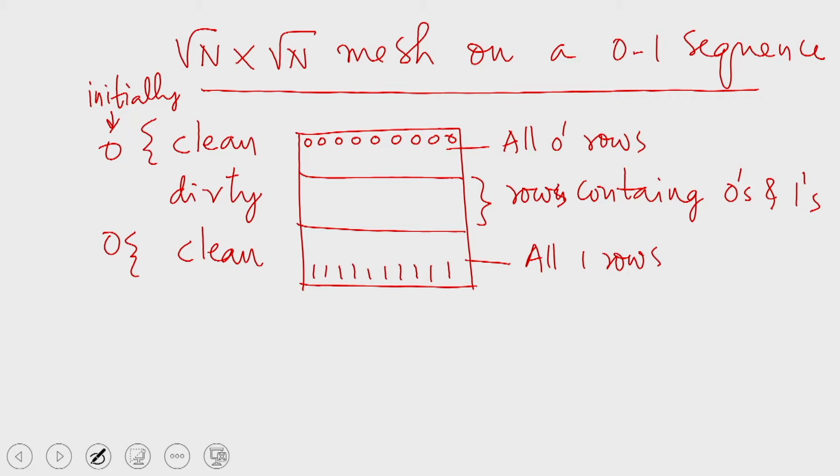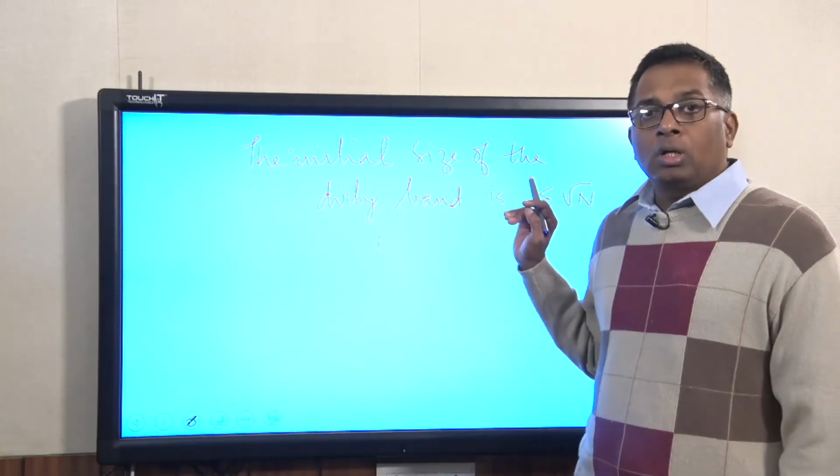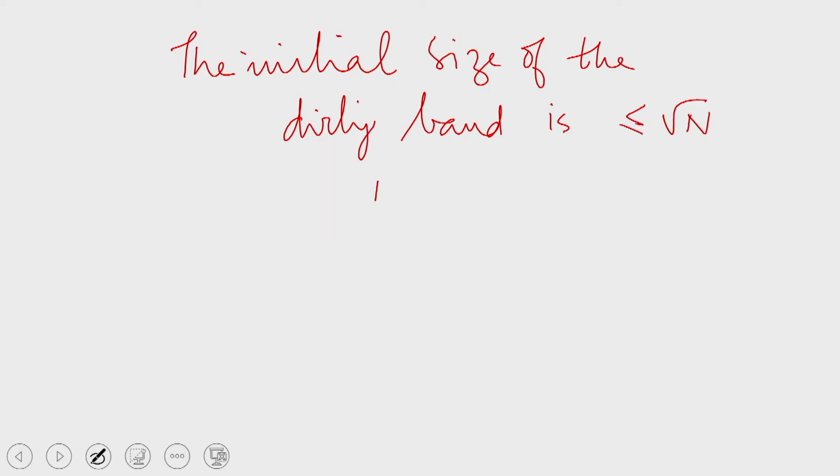Therefore, the size of the clean band at the top as well as at the bottom could be 0. What it means is that the initial size of the dirty band is less than or equal to root n initially. That is, we do not make any assumption that we have clean rows at the beginning. It is possible that every single row is dirty. So, the size of the dirty band could be root n in the worst case to begin with.